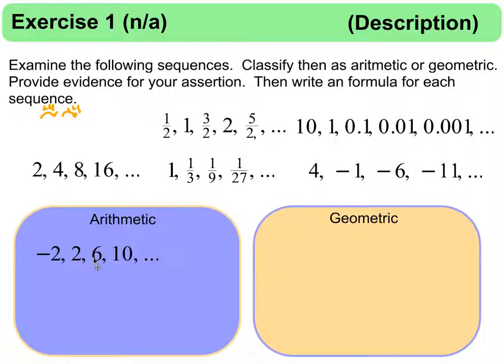And if it sticks, it'll be arithmetic. So let's say it's not. Let's say it's geometric. It didn't stick. And that would be appropriate because the students in the class should be thinking that this is an arithmetic sequence.